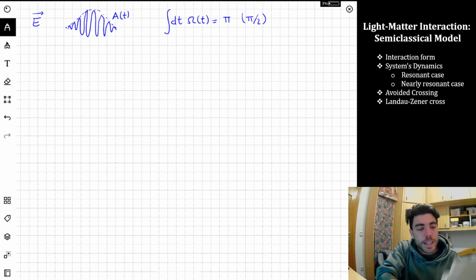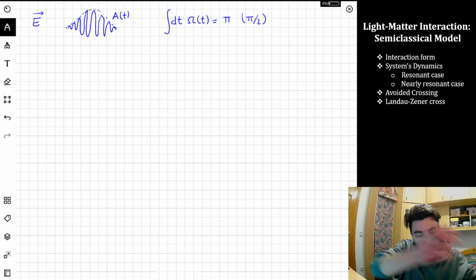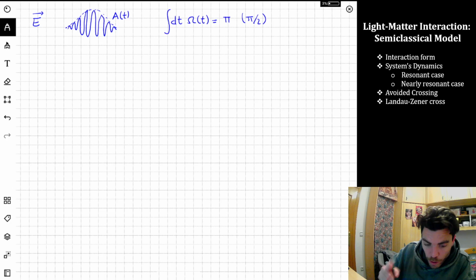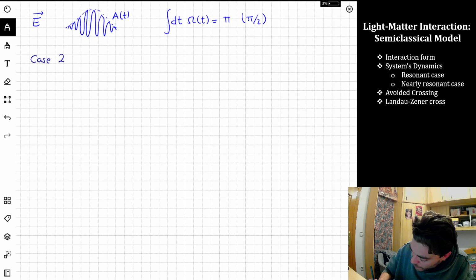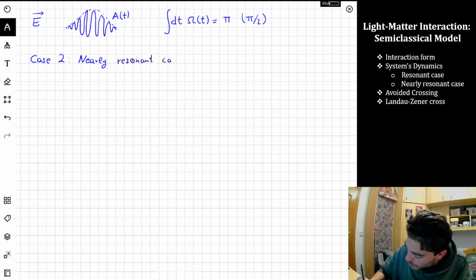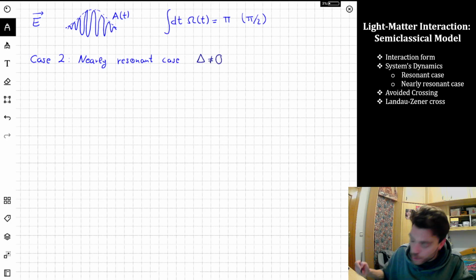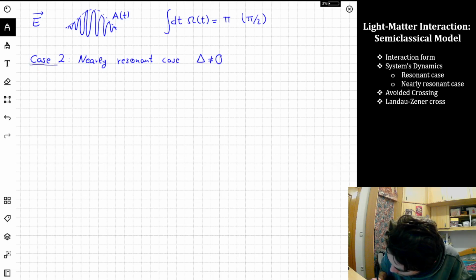And up to here, in this video we have covered the resonant case. In the following video we will start with case 2, covering the nearly resonant case, the case in which the detuning is not equal to 0. And I said nearly, well, I will explain in the next video why we say nearly.